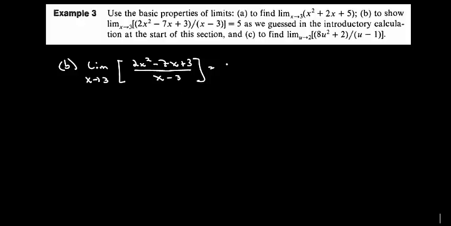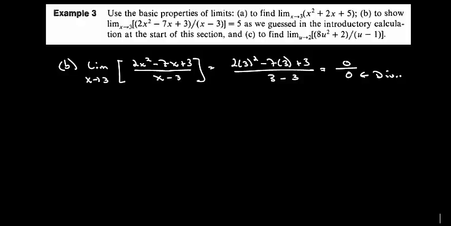Well, if you do a direct substitution, you get the following: 2 times 3 squared minus 7 times 3 plus 3 over 3 minus 3. Now hopefully you notice that there's an issue here. The top, it doesn't really matter what it is: 3 times 3 is 9, times 2 is 18, 18 plus 3 is 21, 21 minus 21 is 0. On the bottom I get 3 minus 3, and I get 0. Well, there's an issue here because we are dividing by 0.